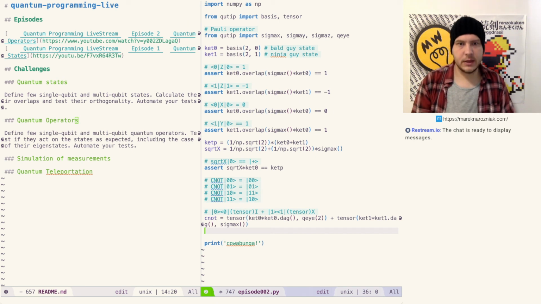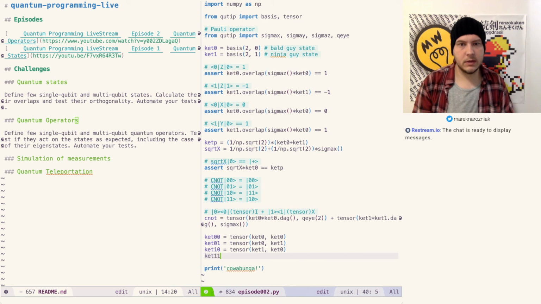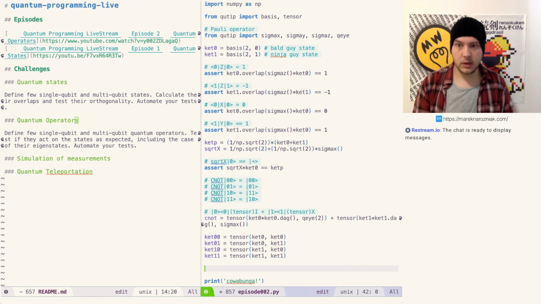Let's make some states to test. Ket 0 tensor ket 0, ket 0 tensor ket 1, ket 1 tensor ket 0, ket 1 tensor ket 1. Let's just test our properties. So yeah, maybe like this. CNOT times ket 0 0 equals ket 0 0.